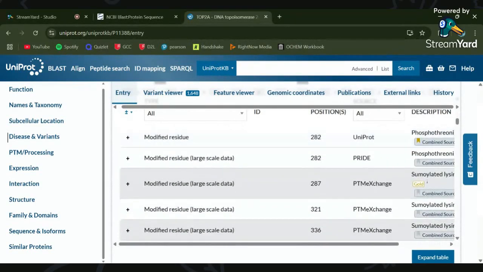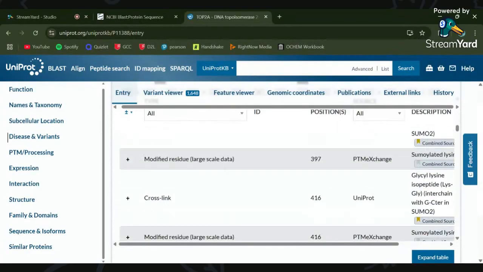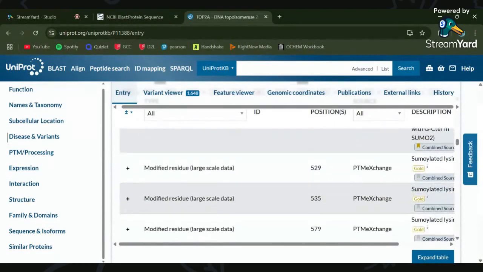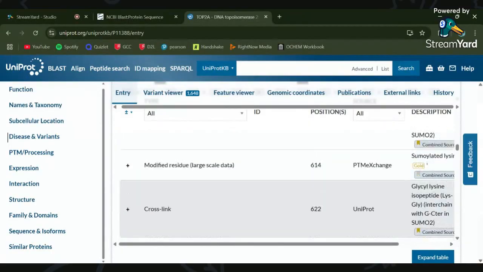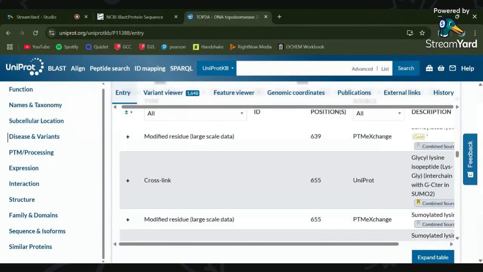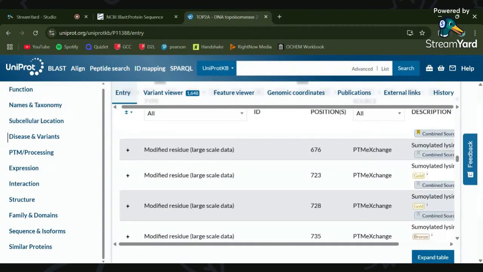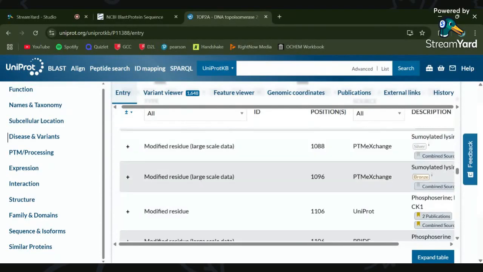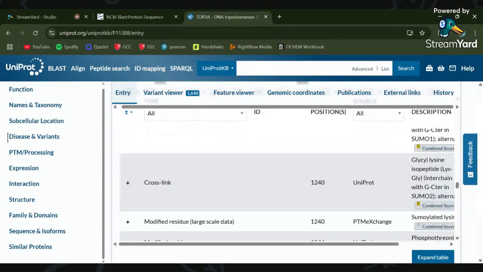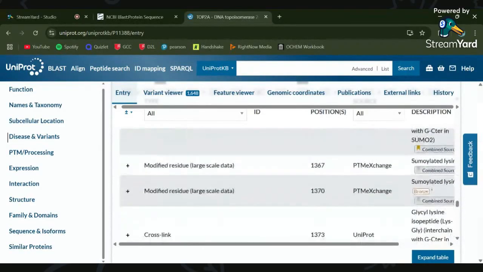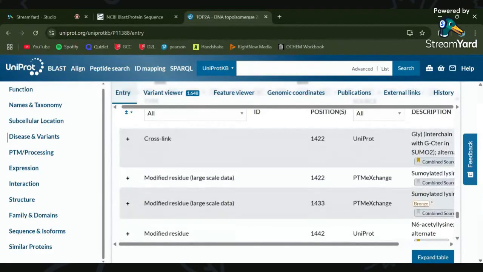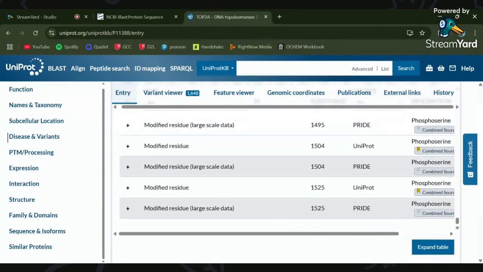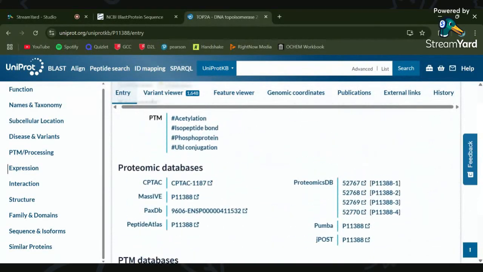Look at all those post-translational modifications. Oh my goodness. Yeah, that's a lot. That's very important to the function. It's just nuts. So keep going down, not real fast, a little faster. Okay. Look at all those post-translational modifications. Oh! Can you stop? Yeah.